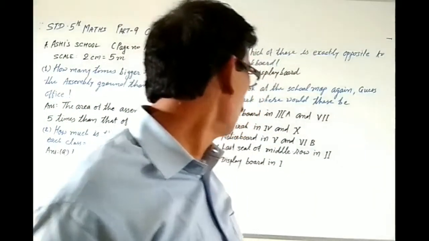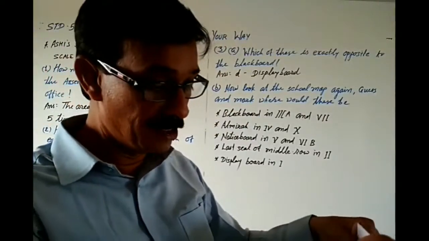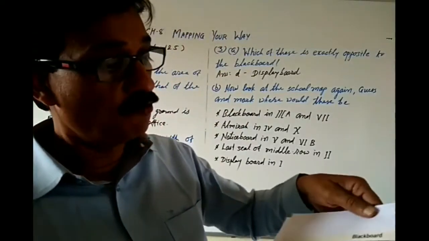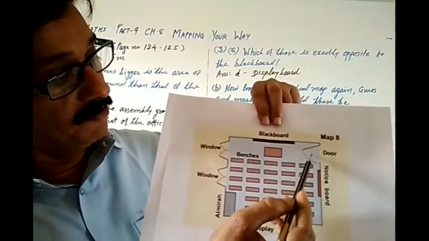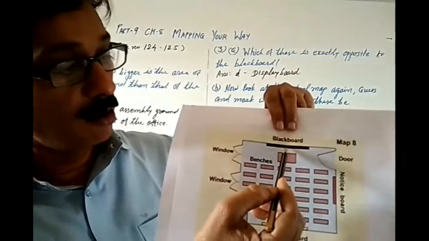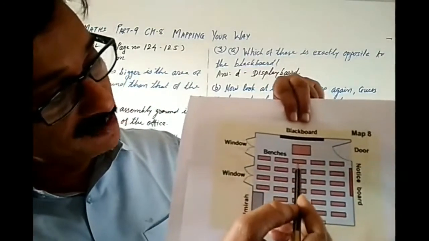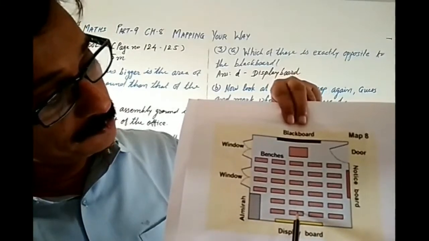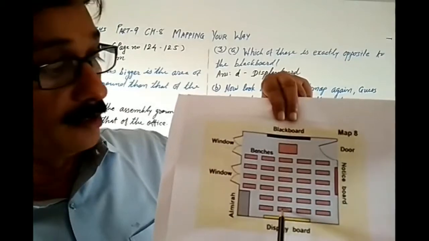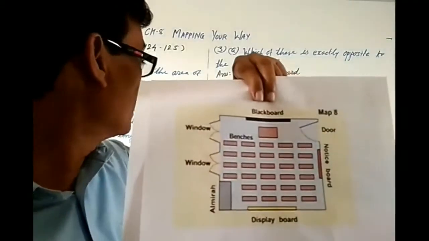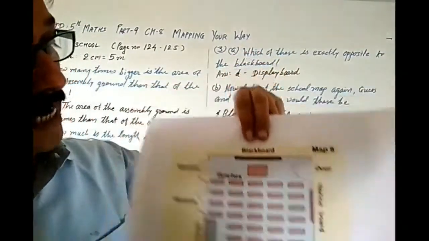Now, the last seat of the middle row in 2nd standard. First of all, see this map. If there is a blackboard in between the door and window, then opposite to that, see, this is the middle row and here. So in the middle row, somewhere over here, is the last bench. Last seat of the middle row in 2nd standard.